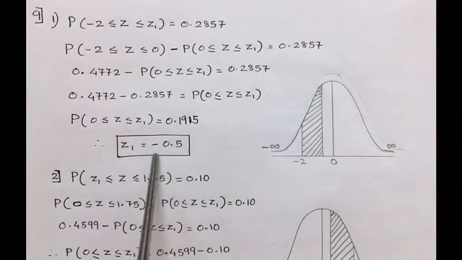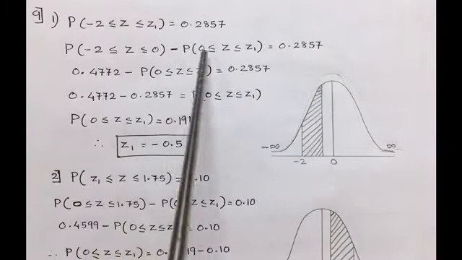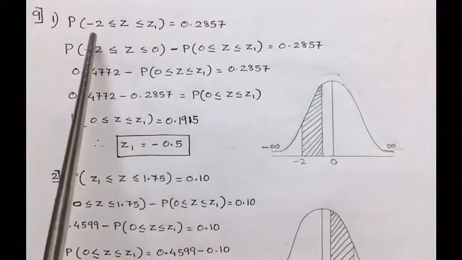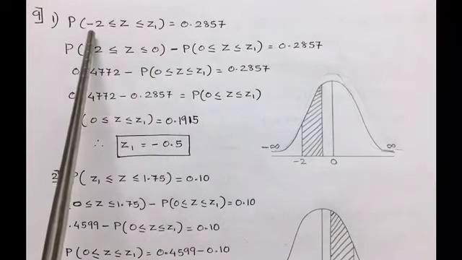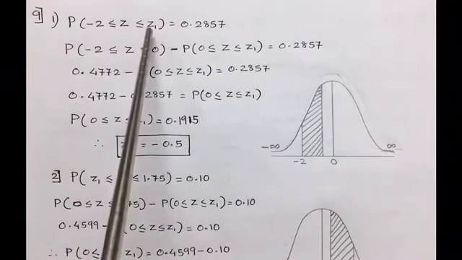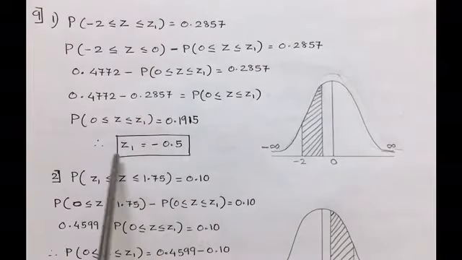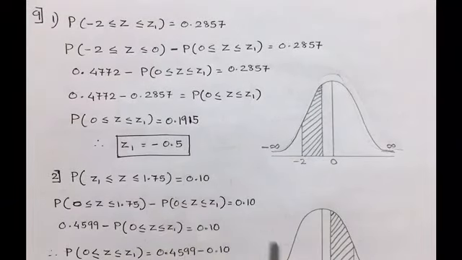So we got Z1 as 0.5. But why is it being taken negative? Reason: in the first step we have subtracted it. And when do we subtract? When both the signs are same. So here one is negative, then the other one has to be negative. Therefore, the sign of Z1 comes out to be -0.5.